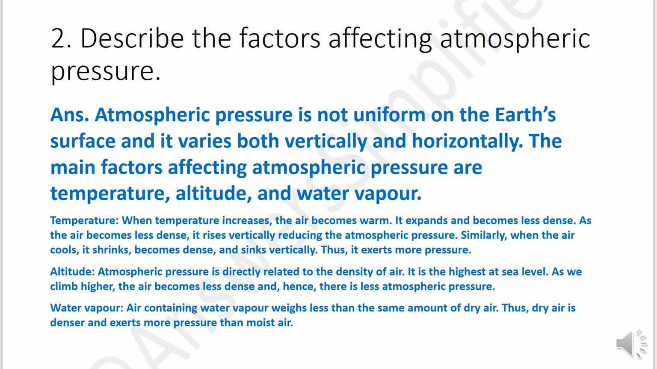Temperature: when temperature increases, the air becomes warm. It expands and becomes less dense. As the air becomes less dense, it rises vertically, reducing the atmospheric pressure. Similarly, when the air cools, it shrinks, becomes dense, and sinks vertically. Thus, it exerts more pressure.